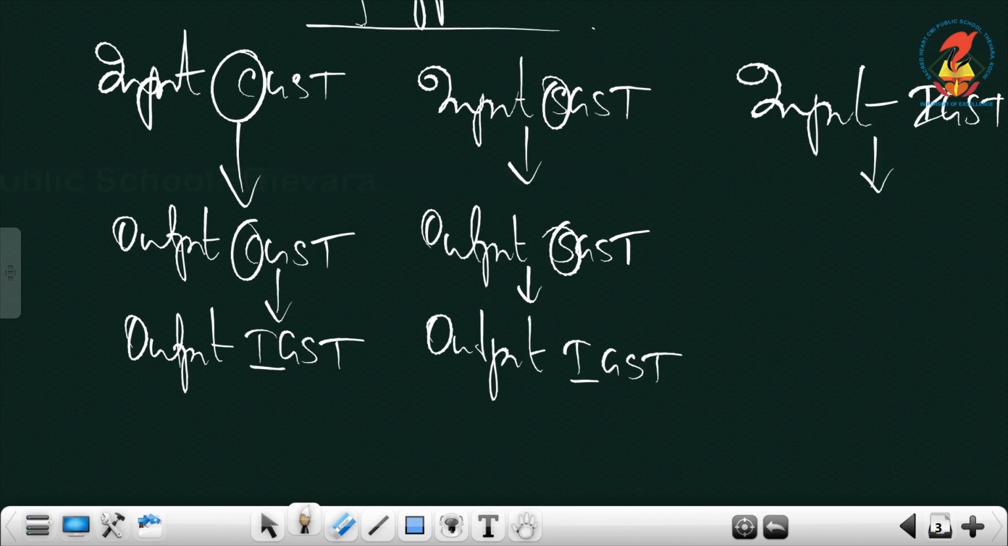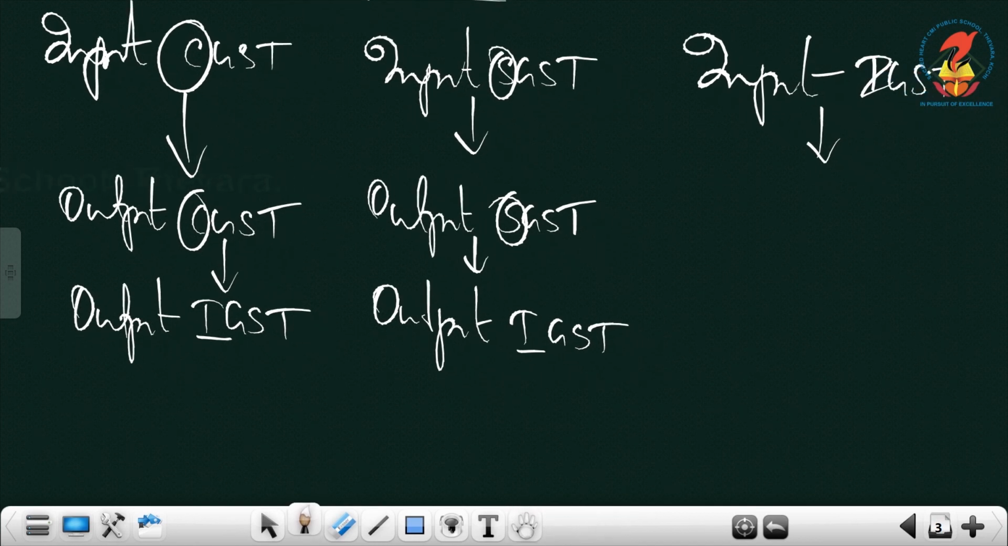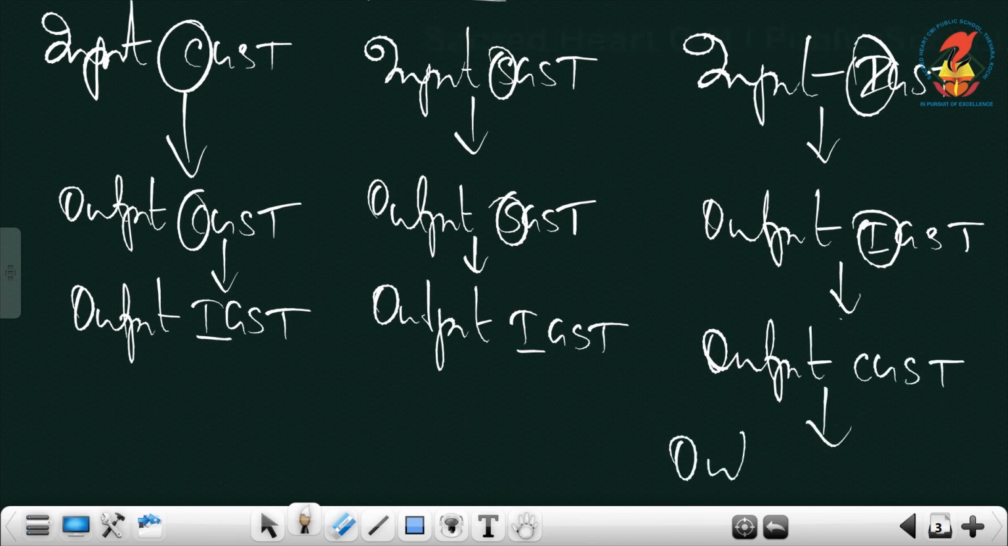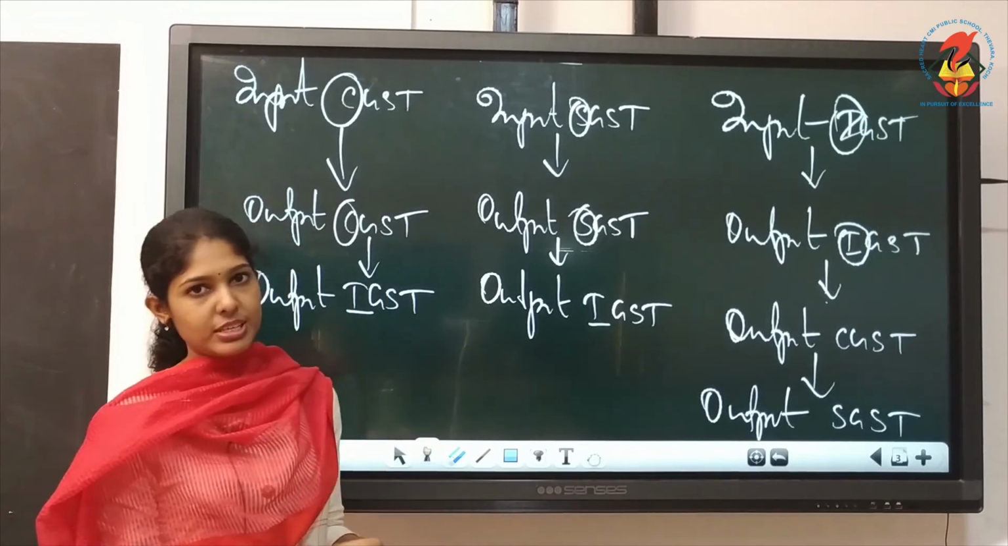Then input IGST first must be set off against output IGST, from the same head you must take. Then if that is not enough, you must take from output CGST, that is central GST. Again, if that is not enough, you must take from output SGST. So this is the order of setting off.